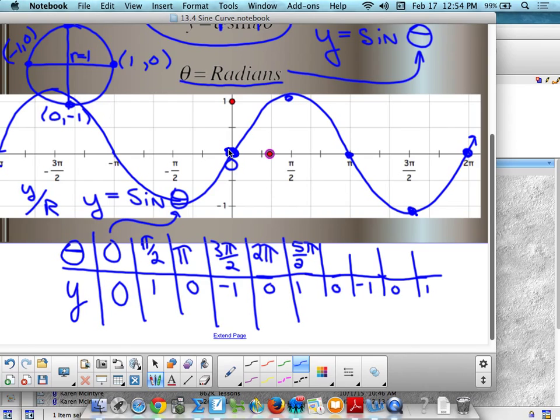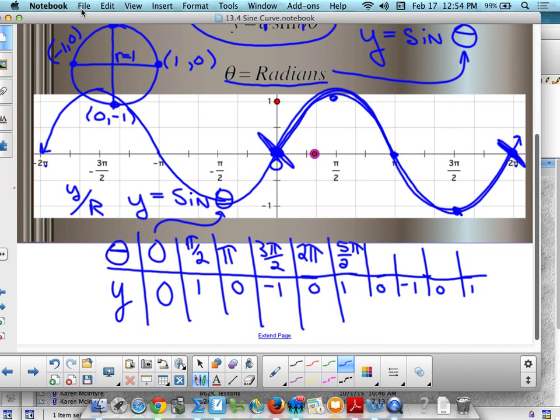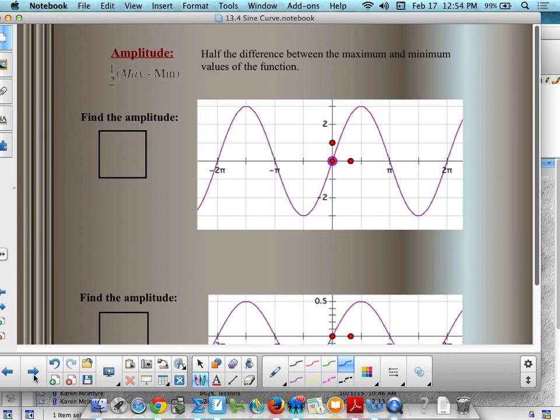I go 0, up, up, up, down, down, down. Oh, look, I'm in the same point, but wait a minute. We're not repeating answers. Positive, positive, negative, negative. Oh, here's where we repeat our answers. So it's from there to there. What is the period of sine? 2 pi. It's always 2 pi, okay? Unless something happens, and I'll show you what's going to happen.